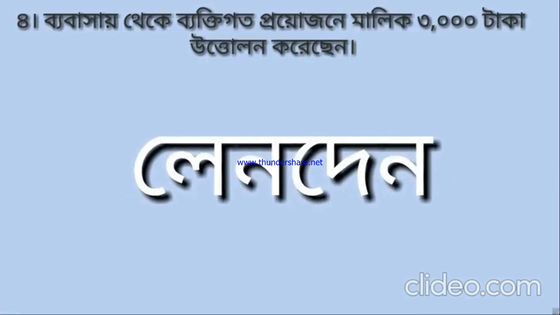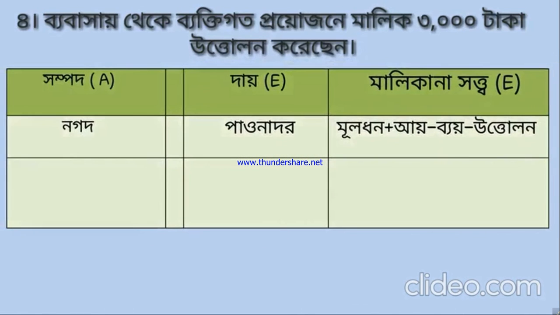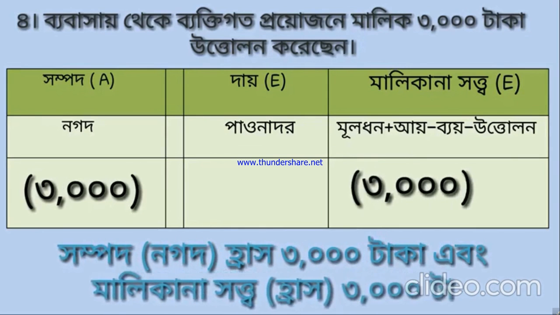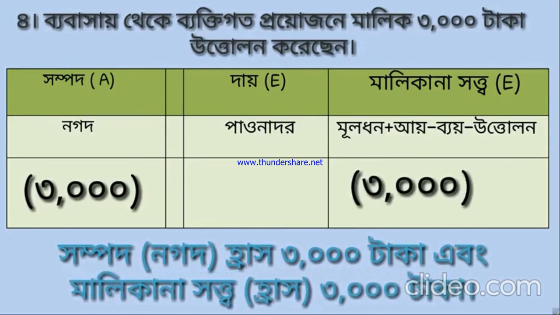For the purpose of own use, the owner has drawn 3,000 taka from the business. So here there is a connectivity with the business. This is why it is a transaction, because from the business 3,000 taka has decreased. On the other side, the owner's equity has decreased by 3,000 taka.